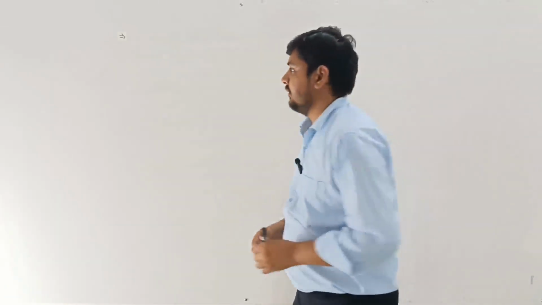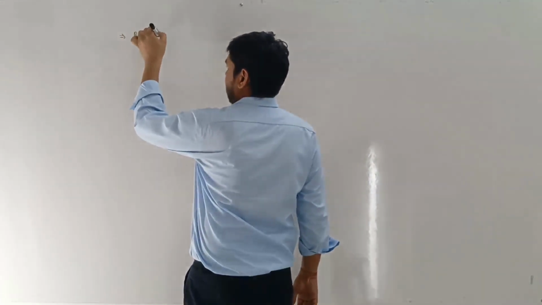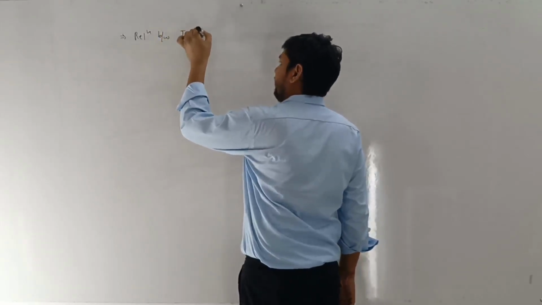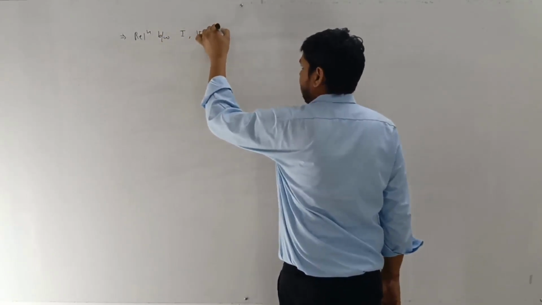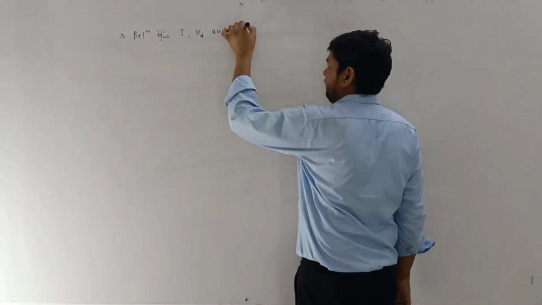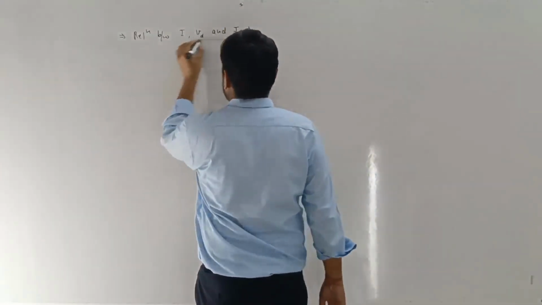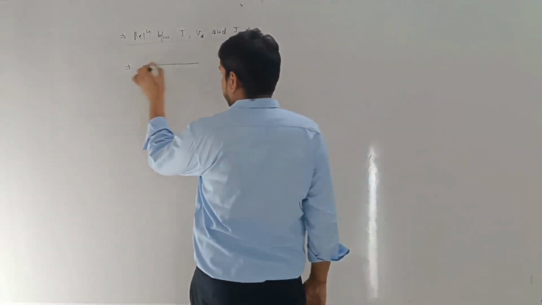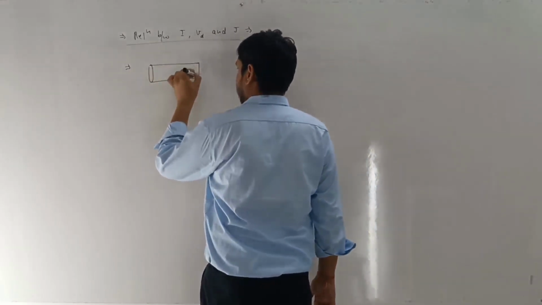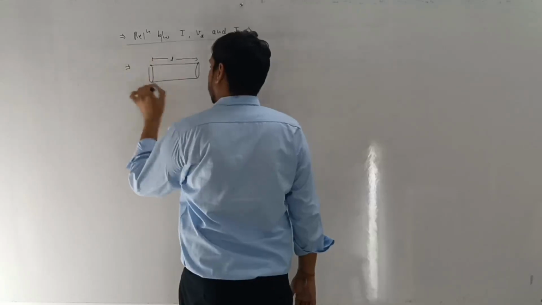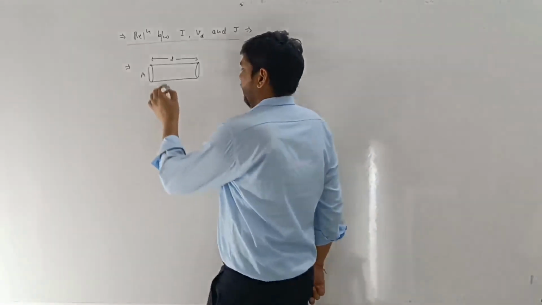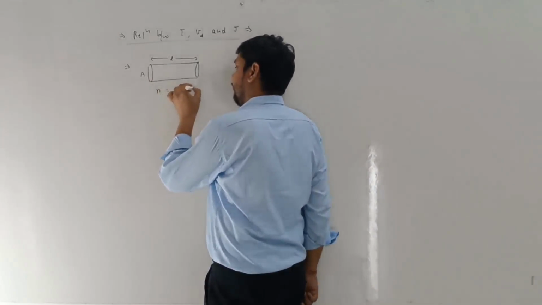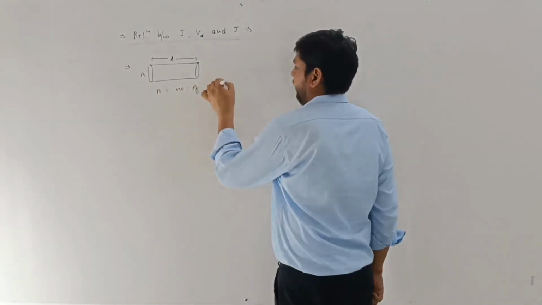Now we further discuss the relation between electric current I, drift velocity Vd, and current density J. If there is a conductor, the length of this conductor is L, and the cross-section area is A. So the density of this conductor is n, meaning the number of free electrons per unit volume.